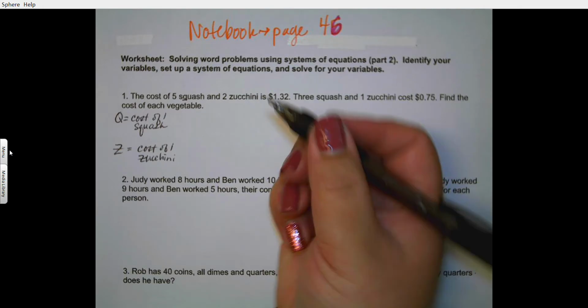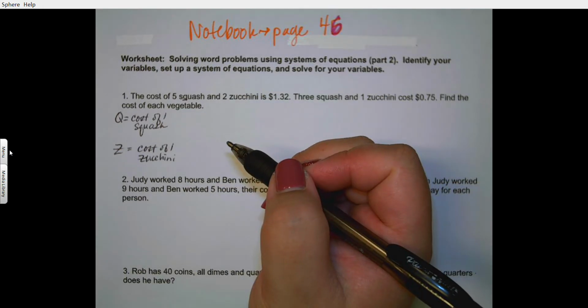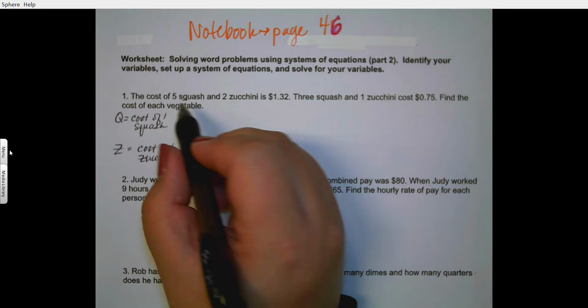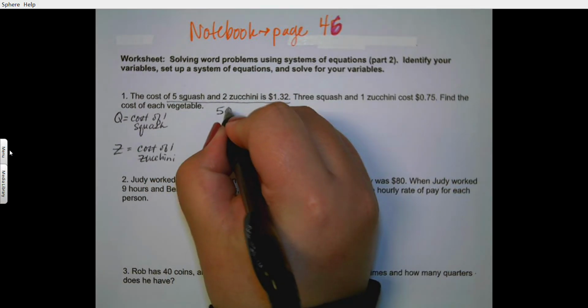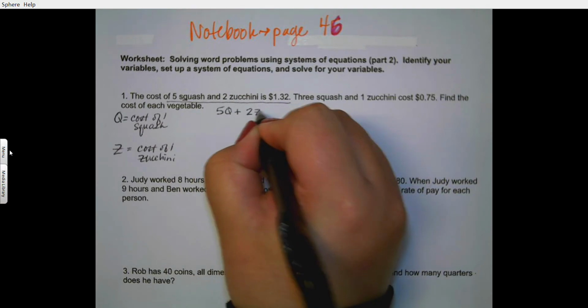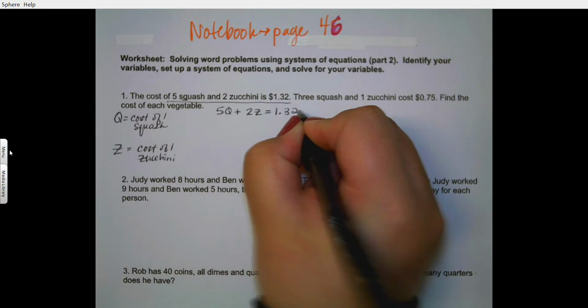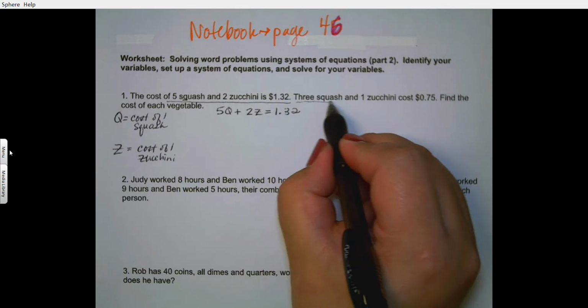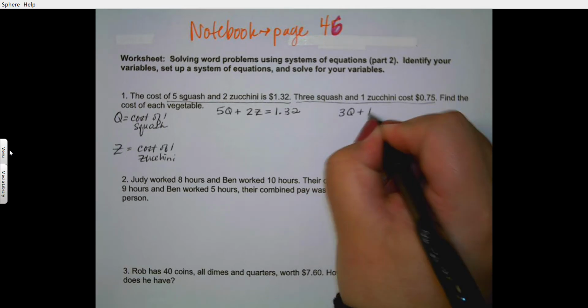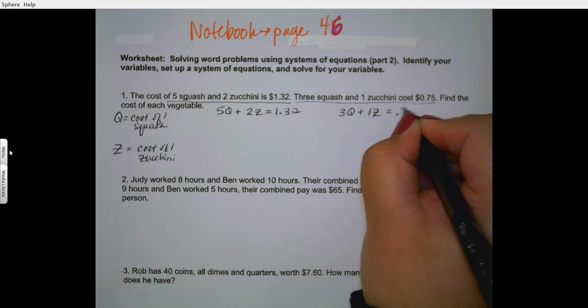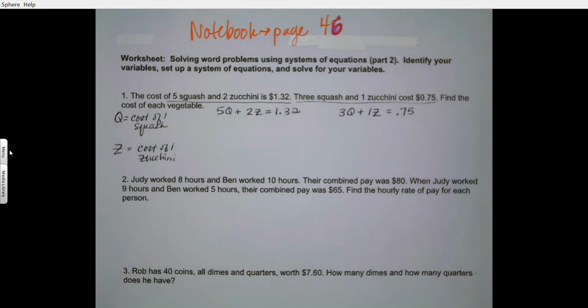Now I need to make my equations. Systems of equations means 2 unknowns, 2 equations. Okay, so 5 squash and 2 zucchini, so 5Q plus 2Z cost me $1.32. And then my second equation, 3 squash and 1 zucchini, so 3Q plus Z cost me 75 cents. Be very careful about where you put your decimal, and remember to not turn 75 cents into $75 by forgetting your decimal.